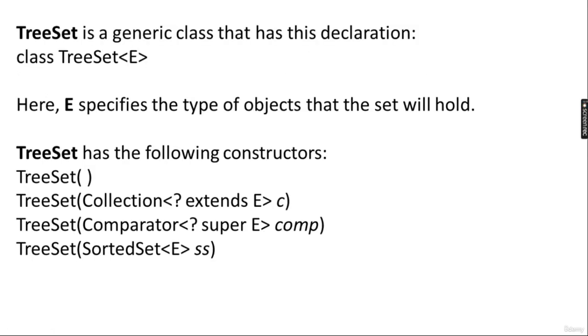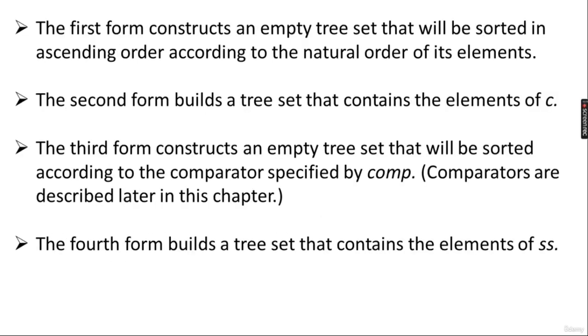And it is a generic class. Its declaration is class TreeSet<E>, where E specifies the type of objects that the set will hold. The following constructors are there: TreeSet(), TreeSet(Collection c), TreeSet(Comparator<? super E> comparator), and TreeSet(SortedSet<E> ss).